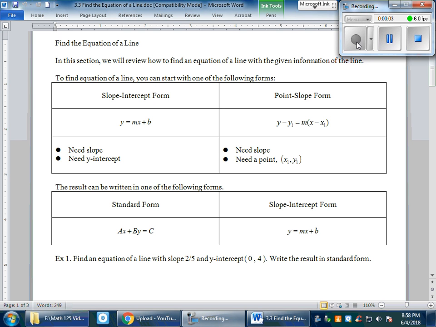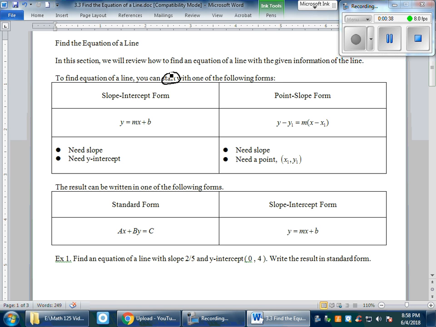3.3. Find the equation of a line. In this session we will review how to write the equation of a line from different given information. I would like to summarize it this way. To start writing the equation of a line, we will always use these two formulas to start with.